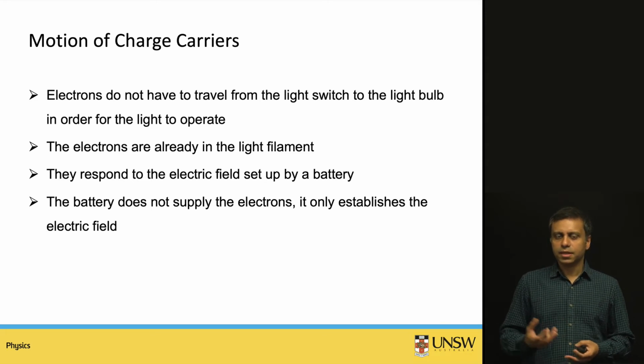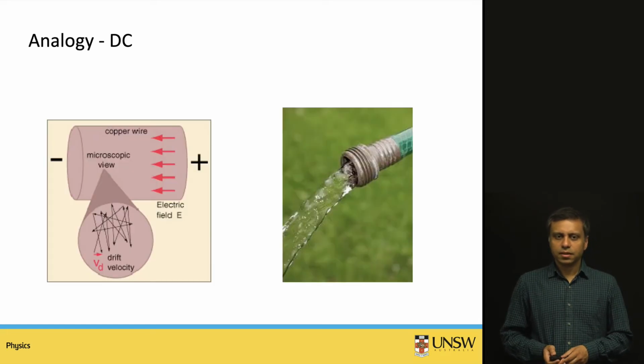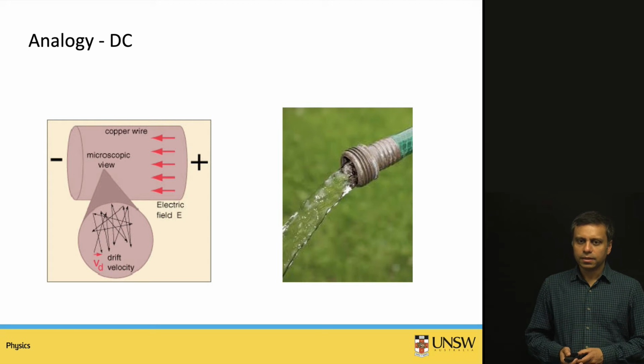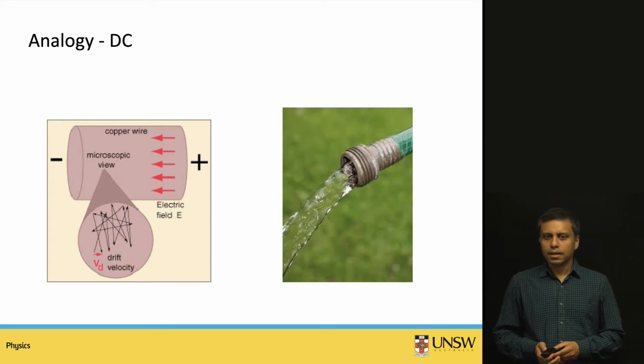The electrons are already there in the wires and everything. But it's setting up the electric field that creates a drift speed for the electrons. And this electric field travels very fast through the wires, almost close to the speed of light. So this slide pictorially shows you the analogy between electrons flowing in a copper wire and water flowing inside a pipe.